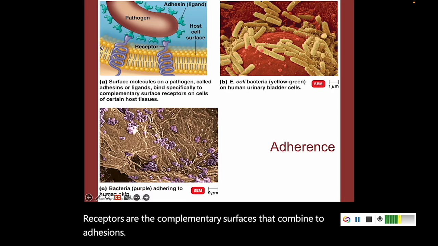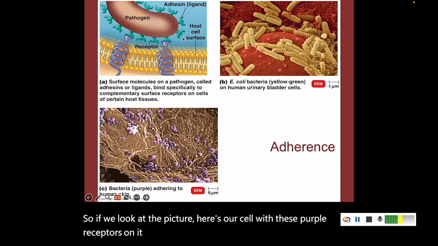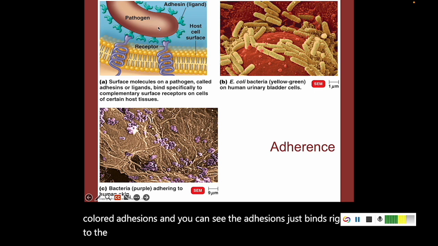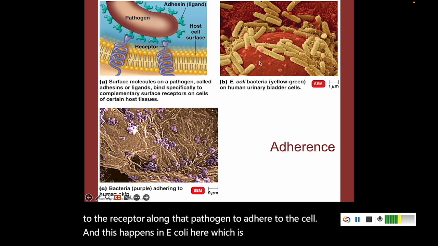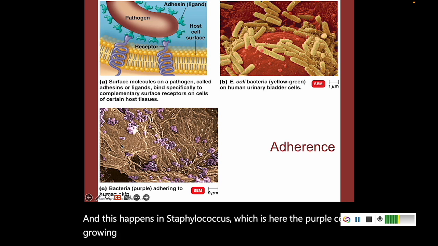So if we look at the picture, here's our cell with these purple receptors on it. And here's a pathogen, which has these little teal colored adhesins. And you can see the adhesin just binds right to the receptor, allowing that pathogen to adhere to the cell. This happens in E. coli here, which is growing on bladder cells. And this happens in Staphylococcus, which is here, the purple cells, growing on the skin.